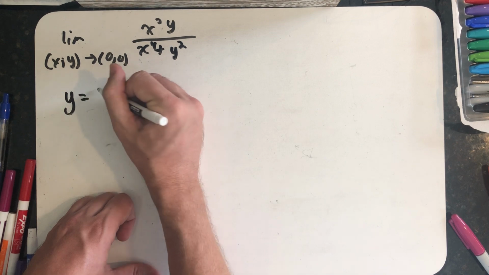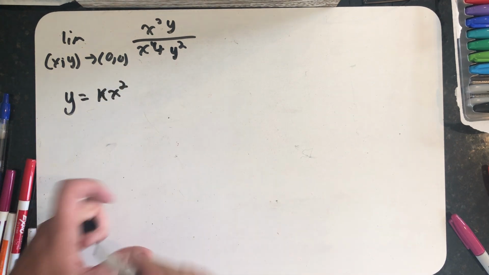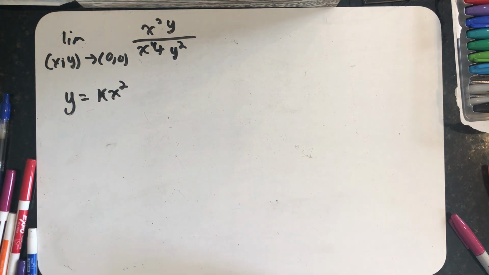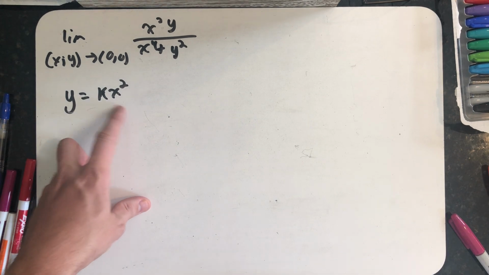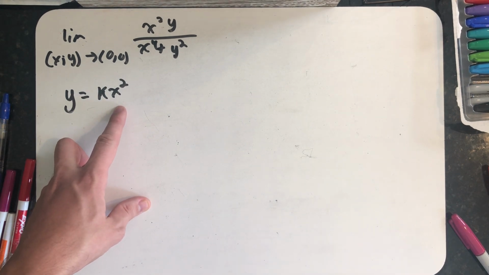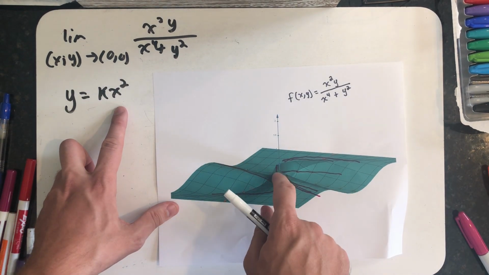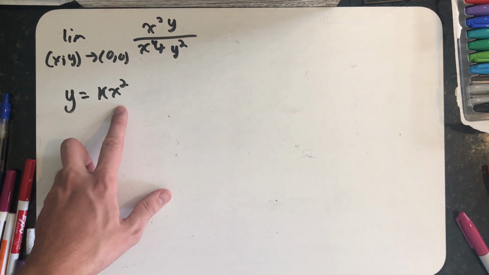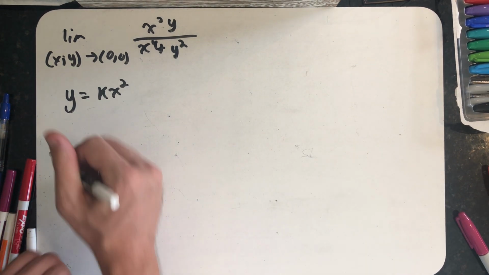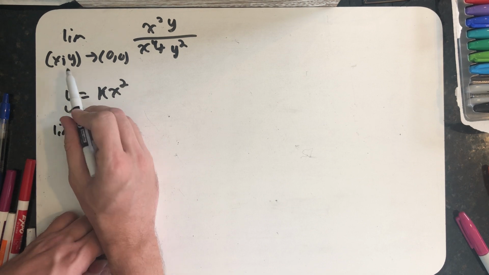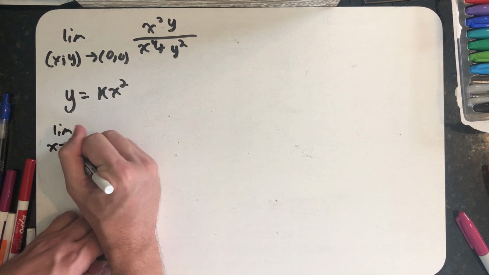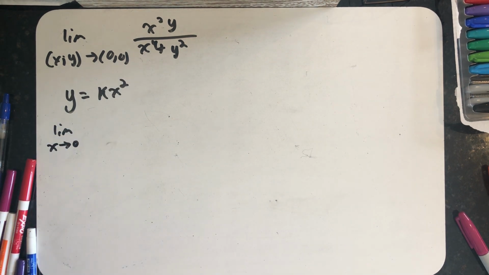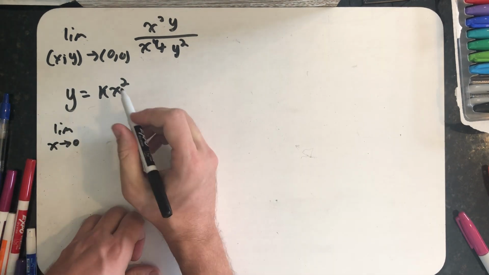This time, instead of just thinking about two different parabolic paths, let's think about them all. Let's let y equal k times x squared, because that's literally all of the parabolic paths that would pass through the origin in the domain. Well, y goes to 0 when x goes to 0. So again, I've reduced this to a one variable limit along this path.